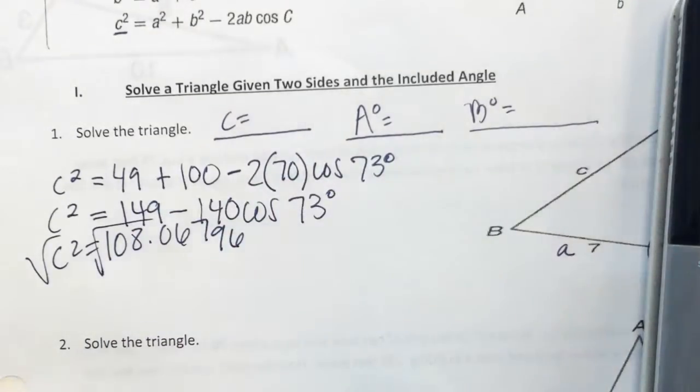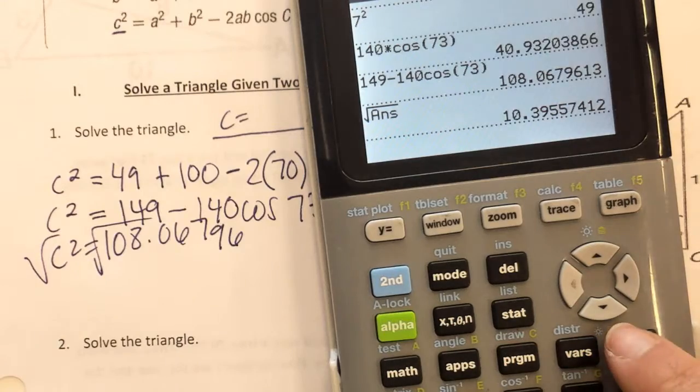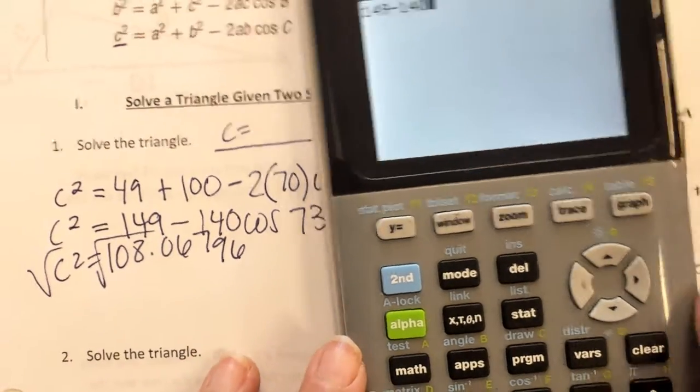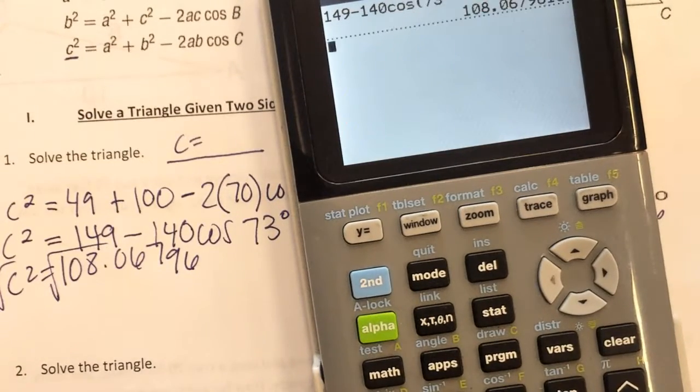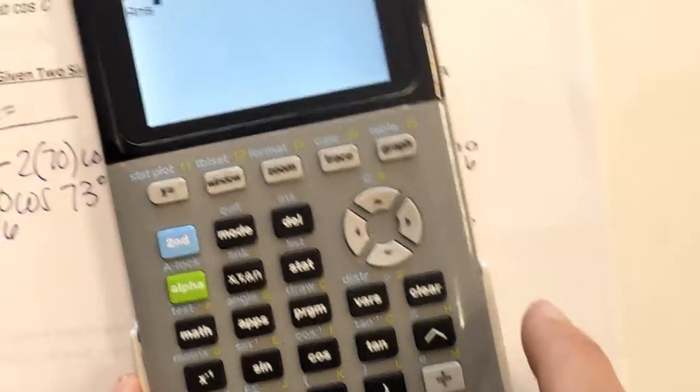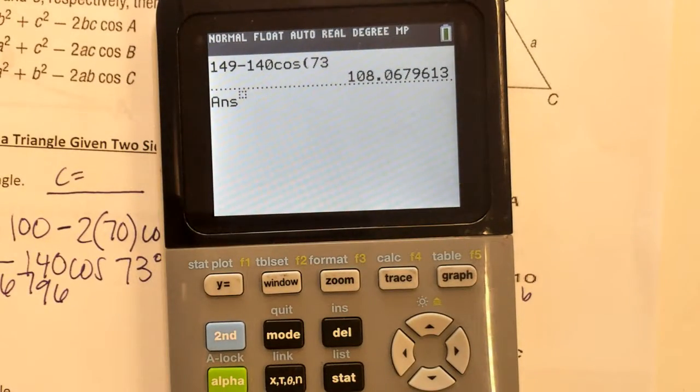Square root it. So in your calculator, the easiest way for most calculators, let me retype this in, it's 140 cosine of 73, is to raise this, and that's this button right here, this arrow, raise it to the what power? If we're taking the square root. That's if we're squaring it. If we're taking the square root, we can raise something to the what power?